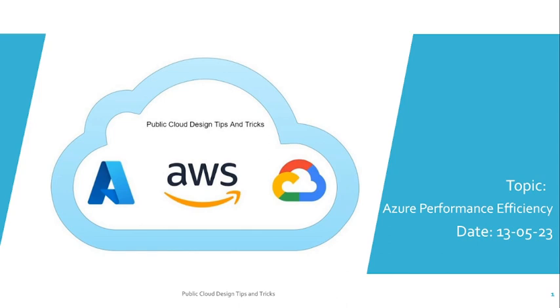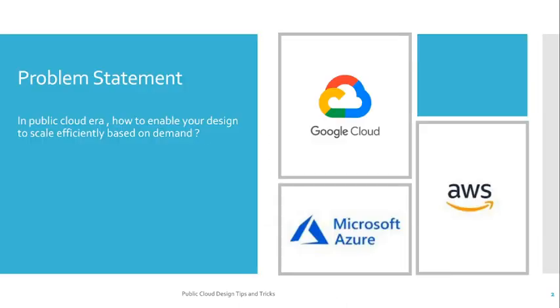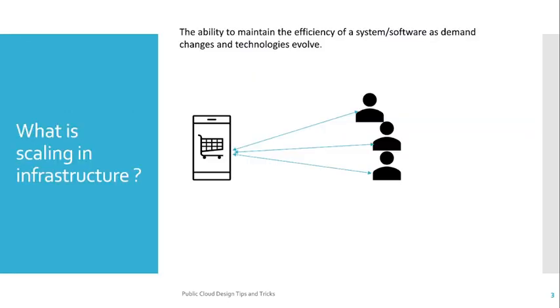Today, we are going to discuss one of the pillars in the Azure Well-Architected Framework, known as Performance Efficiency. Today's problem statement in the public cloud era: how to enable your design to scale efficiently based on demand. To understand the problem statement in detail, let's understand what scaling is. Scaling is the ability to maintain your system or your software efficiently as demand changes and technology evolves.